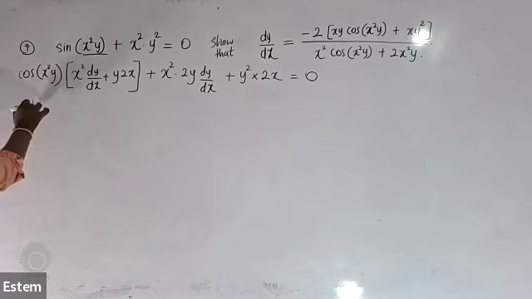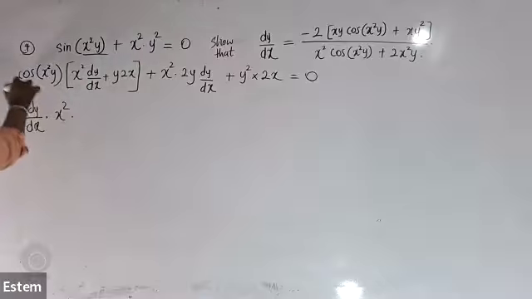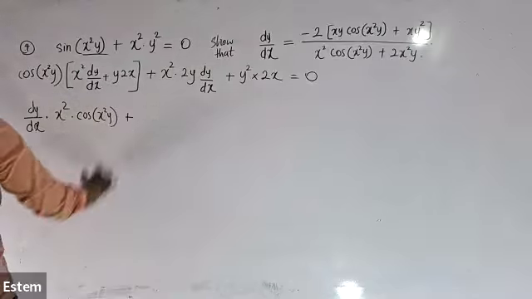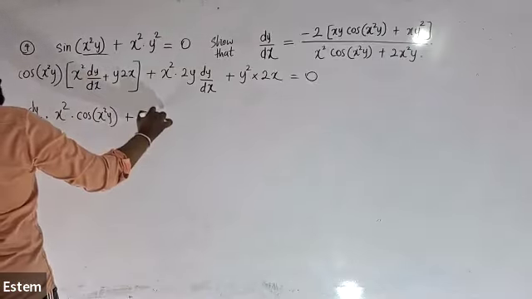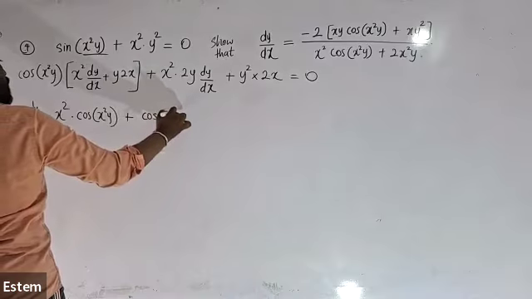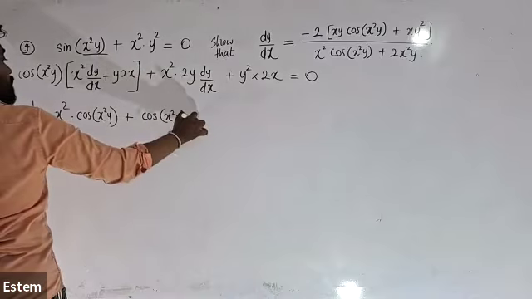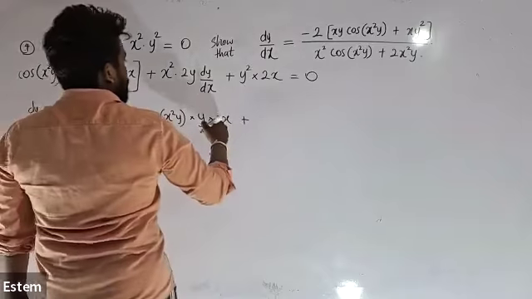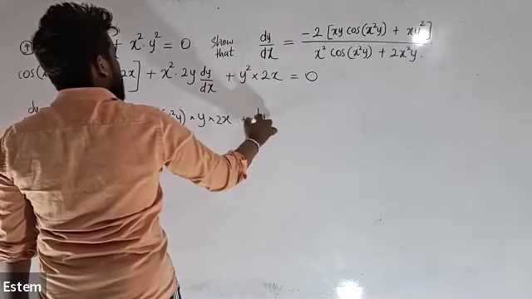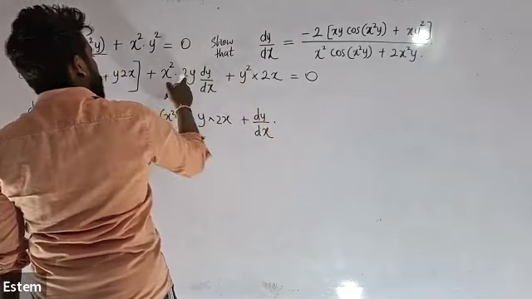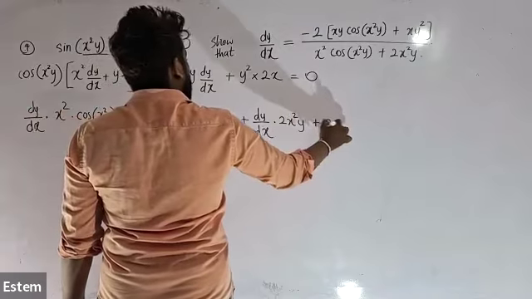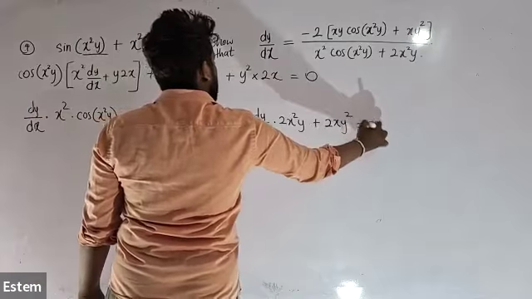Write first dy over dx. So that is easy. dy over dx and it is x squared. After expanding, this is cos x squared y plus cos x squared y multiplied by y and multiplied by 2x here, plus in here also I write dy over dx and 2x squared y, and here 2xy squared equals 0.